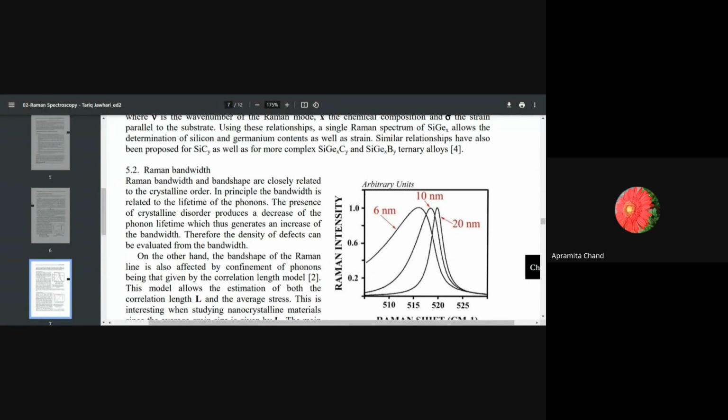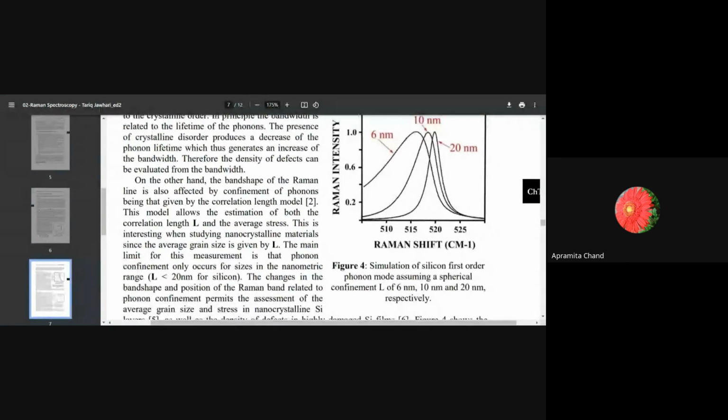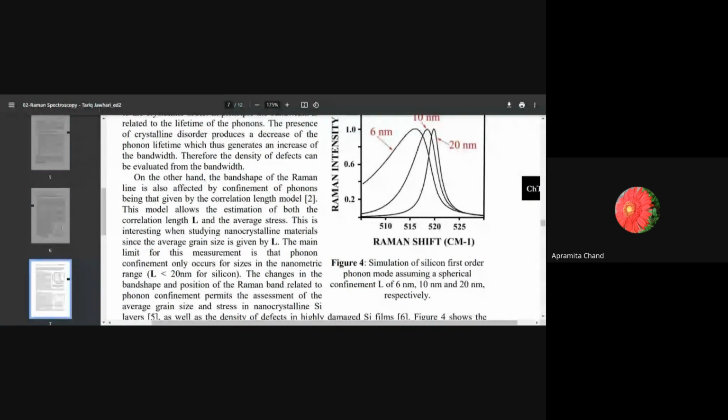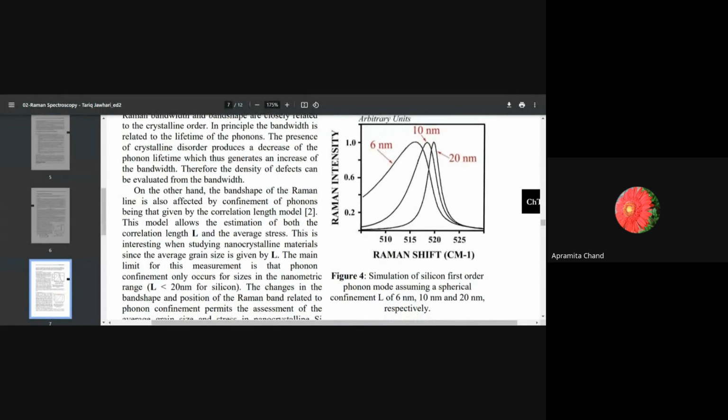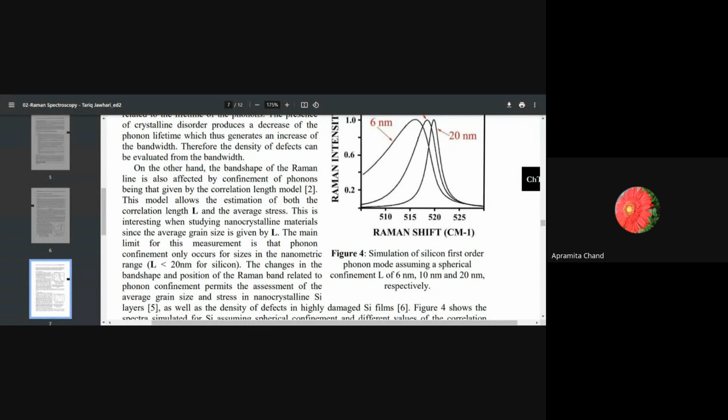Now, if you have a crystalline disorder, then the lifetime of the phonon will decrease and the bandwidth will increase. So if you have a broad bandwidth, then you can say that there is some kind of disorder because the lifetime of the phonon decreased. This is very useful in case of nanocrystalline materials, and you can study the defects or the size and stress in nanocrystalline materials.